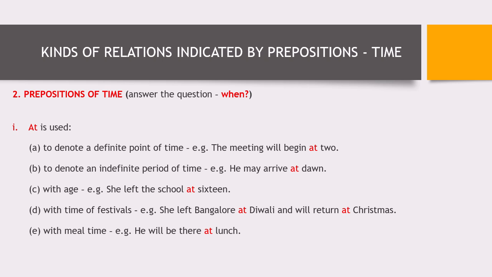C. With age. For example, she left the school at 16. D. With time of festivals. For example, she left Bangalore at Diwali and will return at Christmas. E. With meal time. For example, he will be there at lunch.